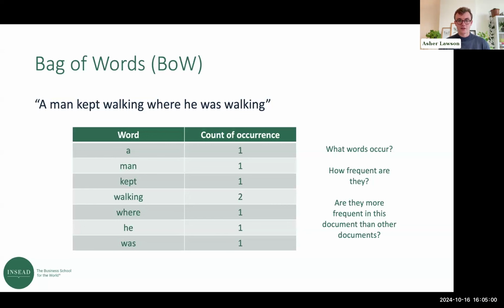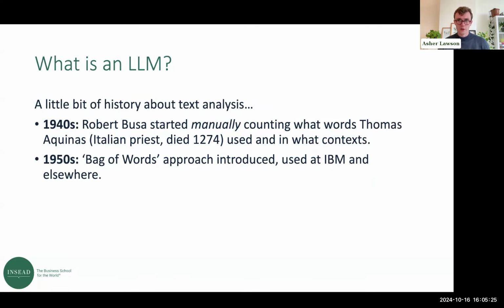But there are many interesting things you could do with this. So for example, this table alone is maybe not informative because we don't know if this is an unusually frequent amount of time to be talking about walking or not. So you can do things like comparing this to other documents and see, are concepts like man and walking talked about at an average level here or more than in other comparable documents? But this bag of words approach was really what was used for many decades.